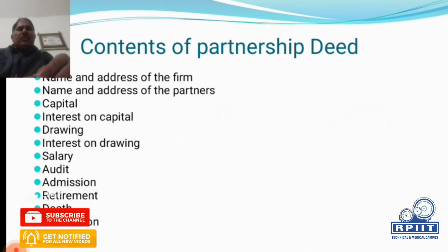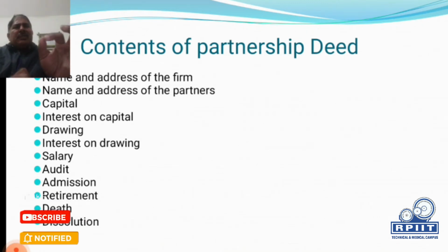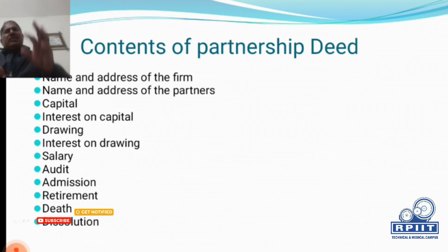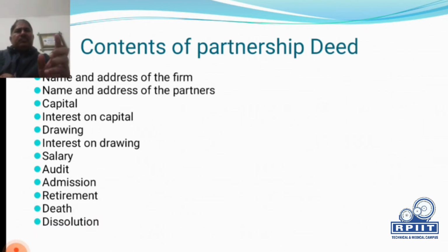What are the name and address of the firm that must be written in the partnership deed? What are the name and address of the partners that must be written in the partnership deed? How much capital is introduced by each and every partner in the business must be written in the partnership deed. What rate of interest on capital is to be provided to each partner must be written in the partnership deed.